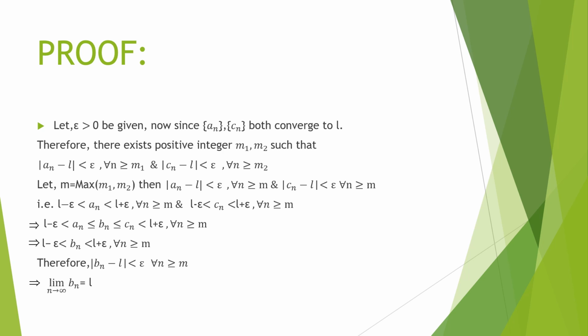So, in this way, we have proved that if we are given any three sequences where the terms of one sequence lie between the terms of the other two sequences, and the limit of the two sequences between which the third sequence is lying is the same, then the limit of the third sequence is also equal to the limit of the other two sequences. Now let's take an example.